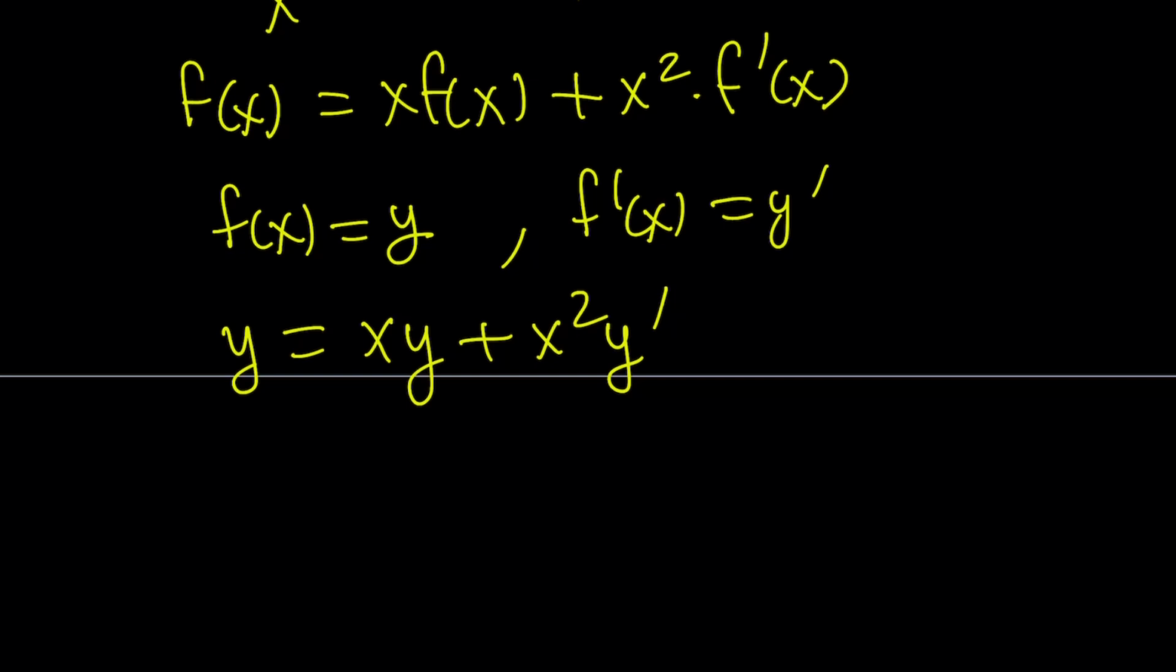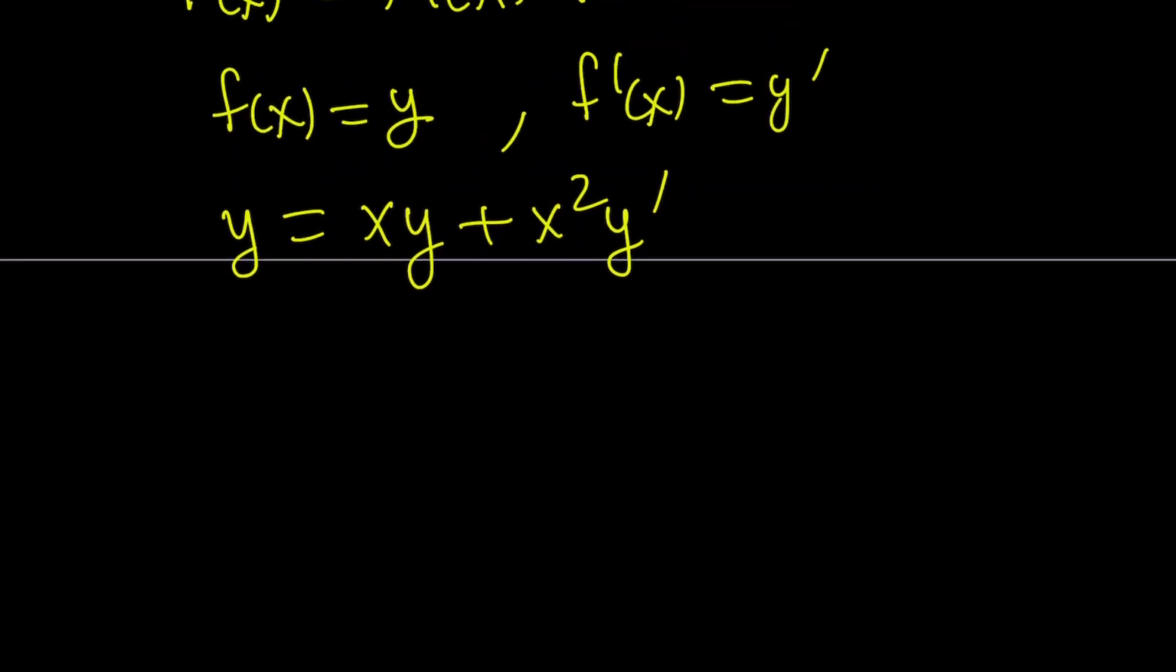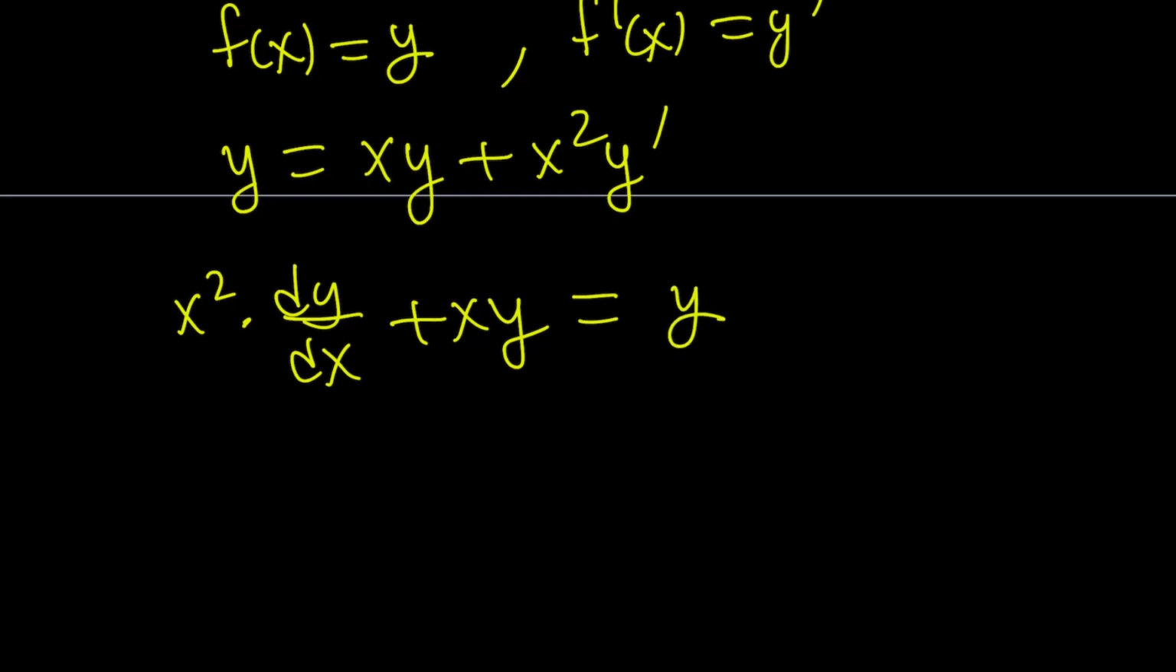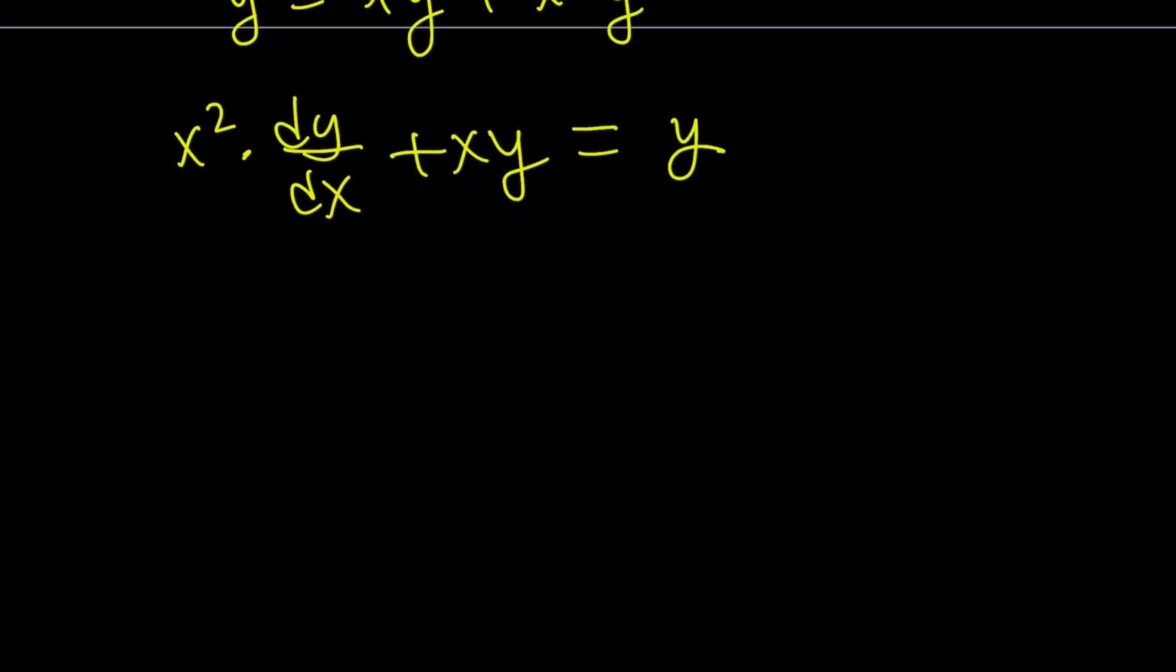Well, to simplify this, we're going to replace y prime with dy over dx, and we're going to try to make it or turn it into a separable differential equation. Let's see if we can do that. So let's start with xy plus, maybe I'll write the x squared y prime first. So x squared multiplied by dy over dx plus xy is equal to y. Okay, great. So let's go ahead and subtract xy from both sides. Doing a little bit of algebra.